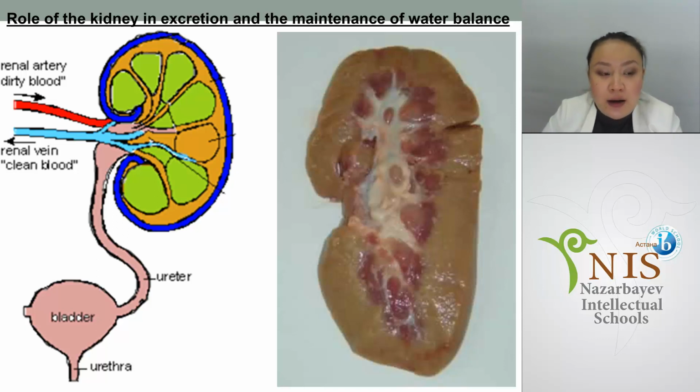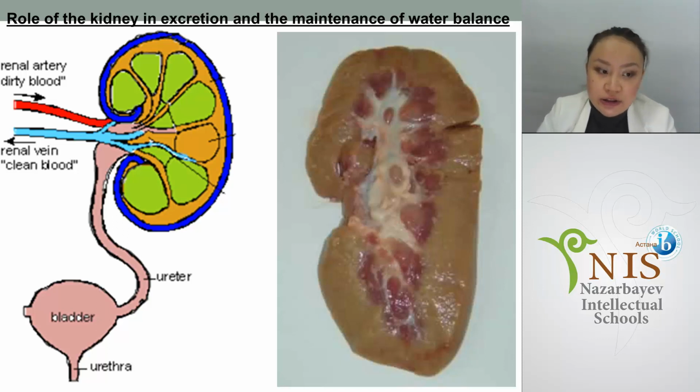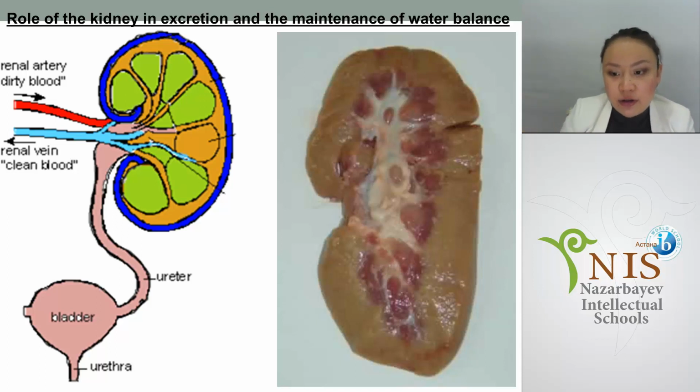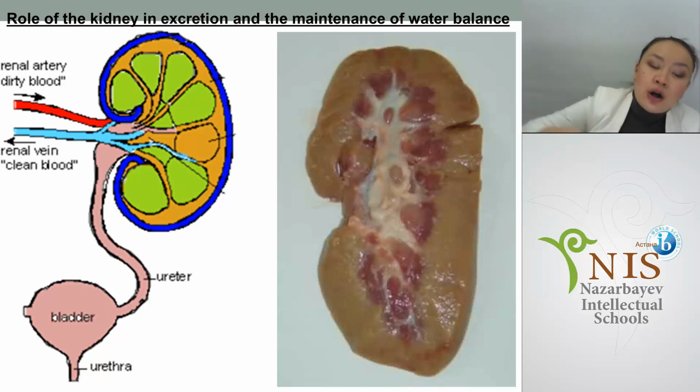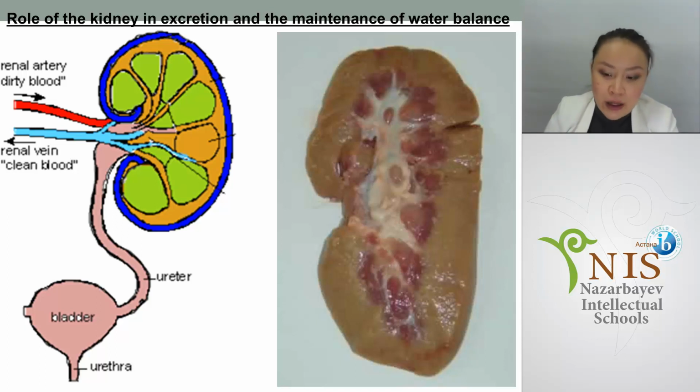The renal artery comes with the dirty blood, let's say dirty blood, from the aorta, and then after filtering, cleaning by the kidney, the renal vein goes with the clean blood again into the vena cava. Okay, this is the real picture of the kidney.